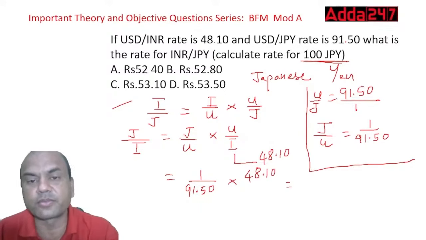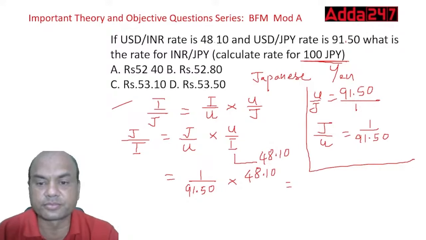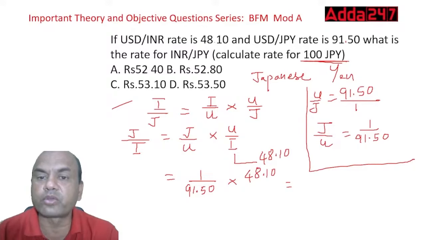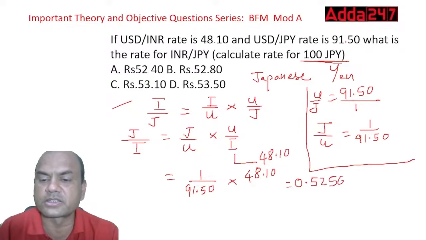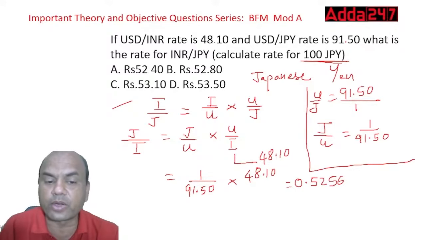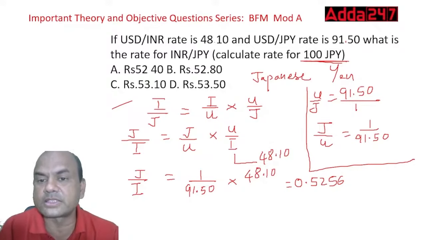So what is the answer now? Try it on the calculator, everyone, and give me the answer in the comment section. 48.1 divided by 91.5 gives 0.5256. Now this is for JPY to INR, but they want it for 100 JPY. So multiply this by 100, and it will be 52.56.